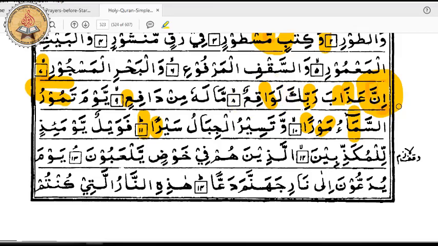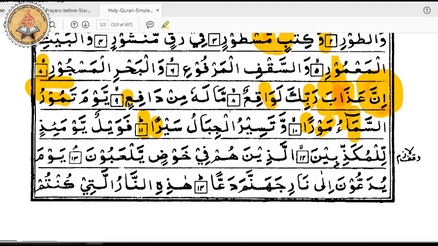Inna azaba rabbika waqi. So up to here was fine, but then you messed up for the rest of it. So you mixed up this bar with this bar. So it's meant to be Inna azaba rabbika lawaqi. Okay? Okay, we'll move on.